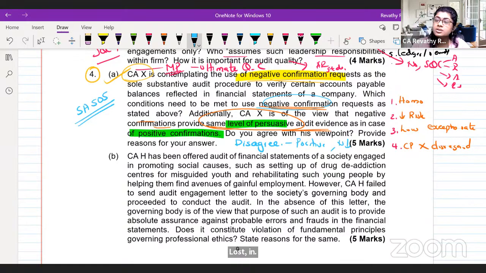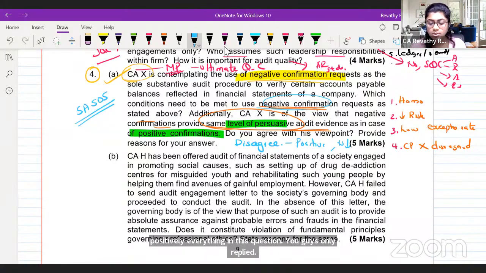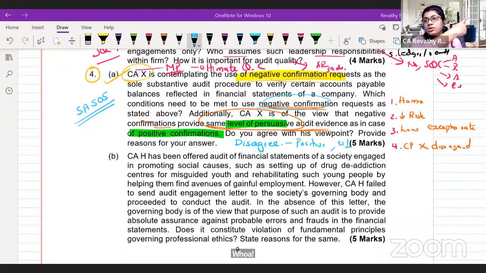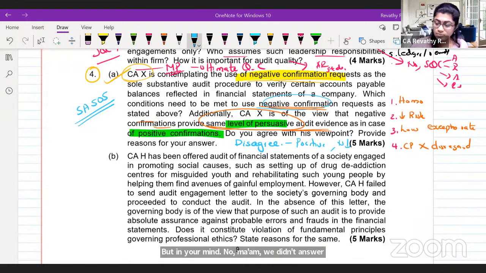Now, guys, think positively. Everything in this question, you guys only replied. Wow. But in your mind, no, ma'am, we didn't answer that question. Always a center. So can we go to the next one?